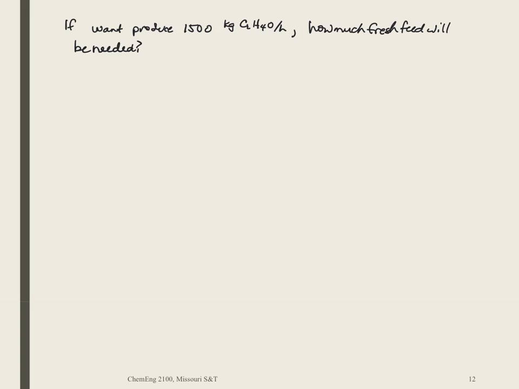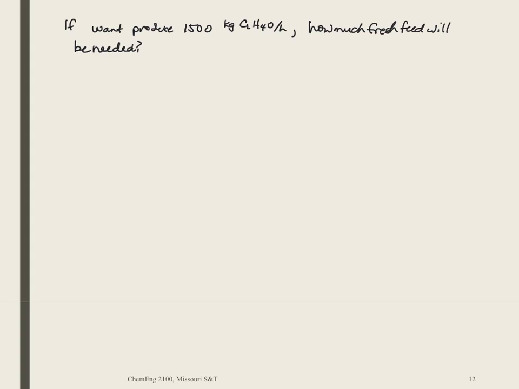So now, what if someone asked us some follow-up questions? So question 1, if we want to produce 1,500 kilograms of C2H4O per hour, and we use the same setup, okay, how much fresh feed will be needed? Now this assumes that everything remains proportional. So it's a matter of scaling.